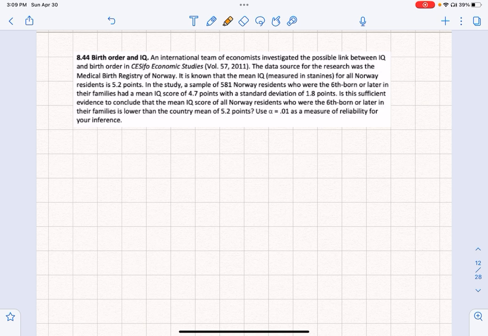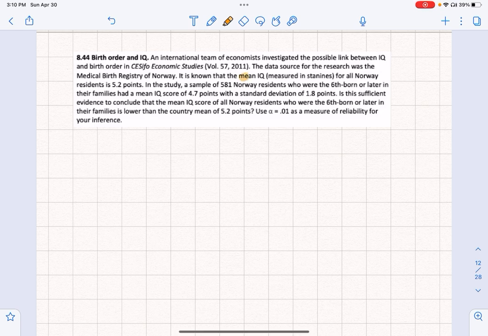Okay, this problem's a little offensive. Birth order and IQ. This is from the class I go to school down at George Washington University, and this is a question from the textbook. So even though it's kind of offensive, I promise I don't write these questions. So anyway, let's go ahead and just get through this. So basically, there's this idea that people who are at least the sixth born or later in Norway have a lower IQ than the rest of the population. Not sure where that came from, but whatever, let's just go with it.